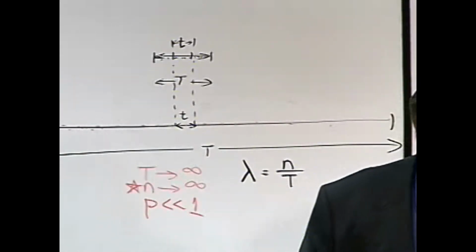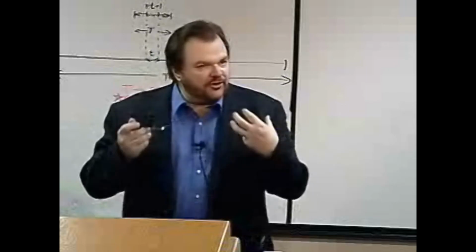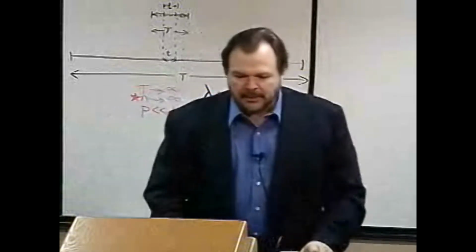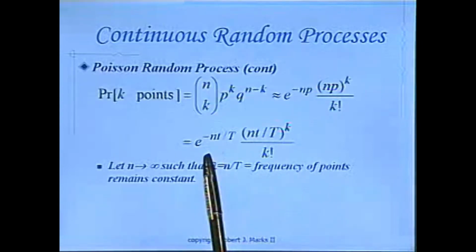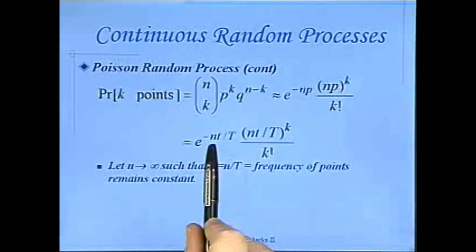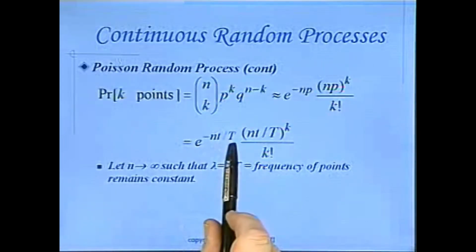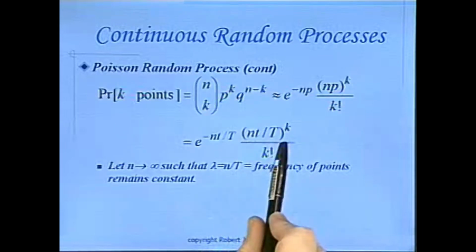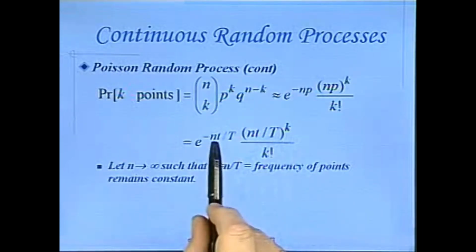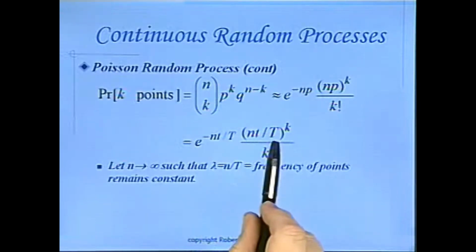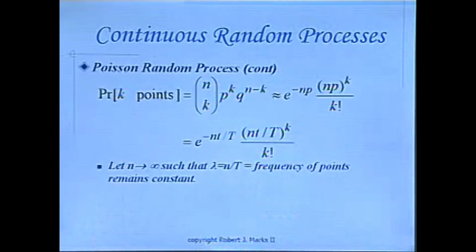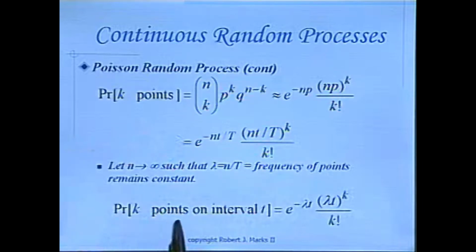Now, let's look back here at our expression. Remember what we're doing. We're letting n over T, which is the number of samples per interval, remain constant. You'll notice that n over T, which is the number of points per sample interval, occurs quite nicely in here, doesn't it? So every time we have an n over capital T, we're going to call that lambda, because we're going to make T go to infinity in such a way that n over T remains constant. So lambda is equal to n over T, and then this expression becomes the probability of k points on an interval t is equal to this expression. These are referred to as Poisson point processes.